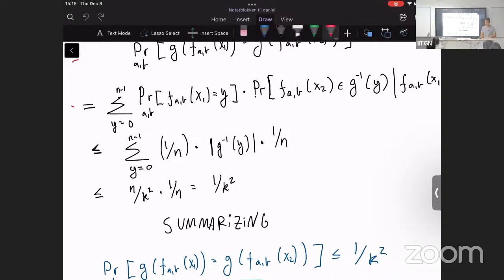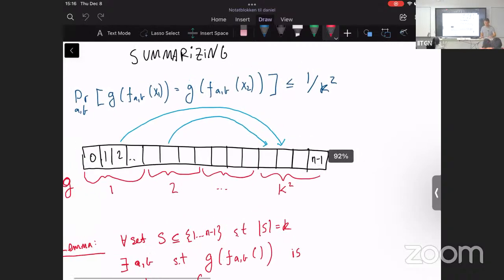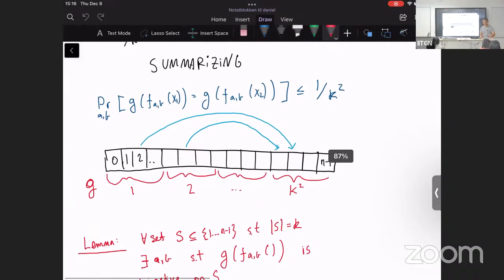Okay, so what is the summary of this? The summary is here on the picture: if I pick A, B, and then I apply f to shuffle my integers from n minus 1 to other integers in n minus 1, and then I bucket them using my favorite bucketing function, then the probability that any two guys end up in the same bucket is 1 over k squared.